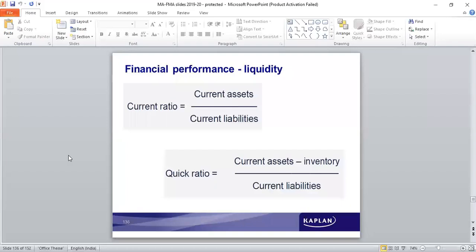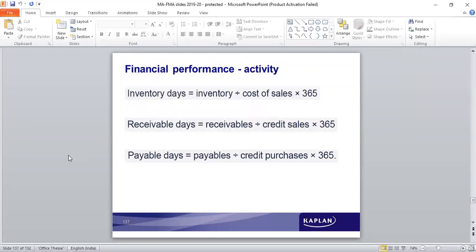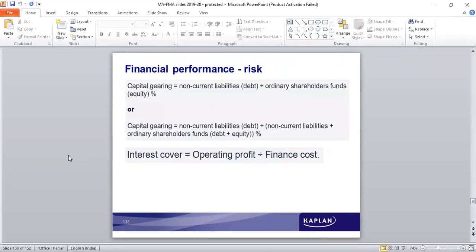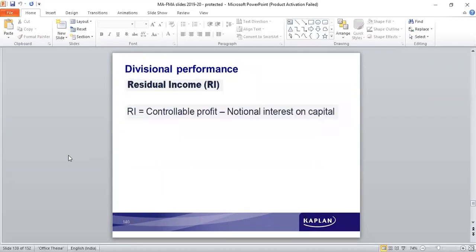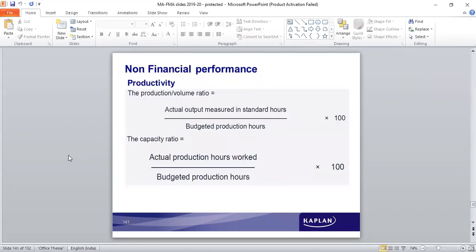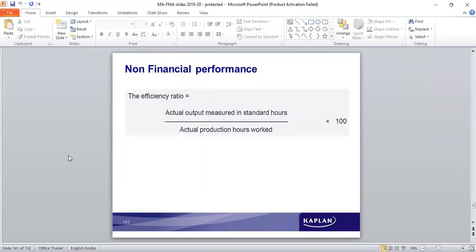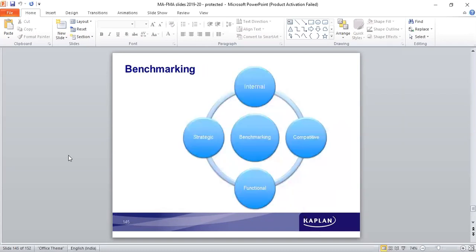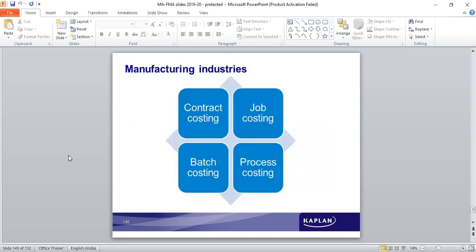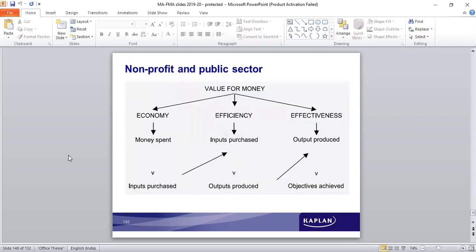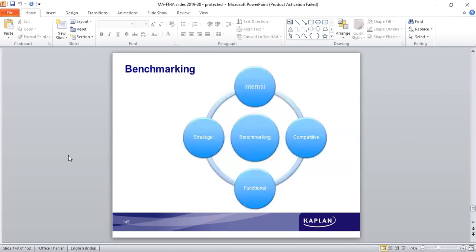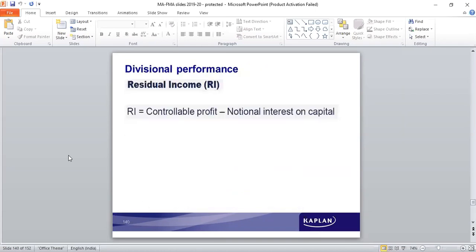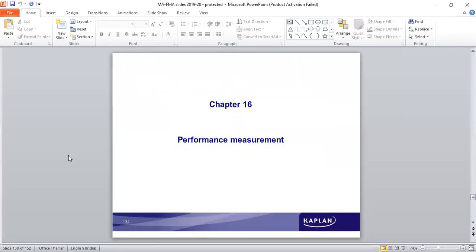I will explain all of them. Then we have the liquidity ratios. After liquidity ratios, we have the activity or turnover ratios. Then we have financial performance or the risk ratios. Then the divisional performance, which is one category mentioned. Then we have non-financial performance ratios. There are other aspects of performance measurement, which are basically non-financial in nature, so there are other ways in which performance can be measured. So this is all we have. Let's start with that. In any order, any category can be studied.